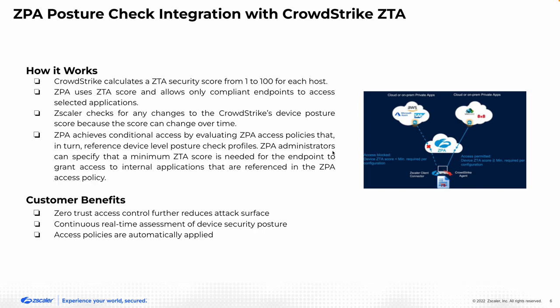ZPA achieves this conditional access by evaluating the ZPA access policies, which in turn reference the device-level posture check profiles. The admin can specify the minimum ZTA score that is needed for an endpoint to be granted access to the internal applications referenced in the ZPA access policies. Unless the endpoint ZTA score is greater than or equal to the threshold referenced in the access policies, ZPA will block application access from that host.